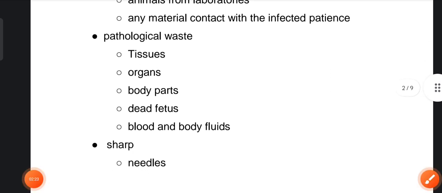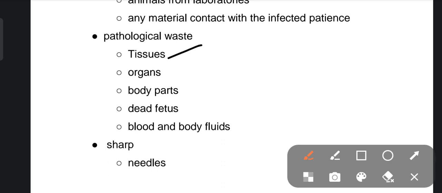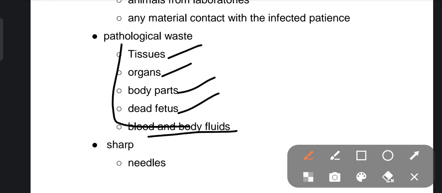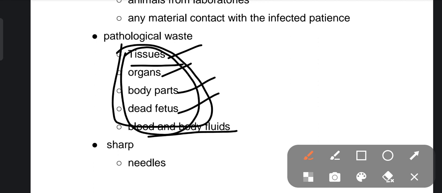The next is the pathological waste. Pathological waste is nothing but tissues, organs, body parts and dead fetus, blood and body fluids. So these are all pathological waste. In the pathological department they will do studies on tissues, biopsy, to know the reason for the occurrence of disease. So they will study these organs, and that is called pathological waste.